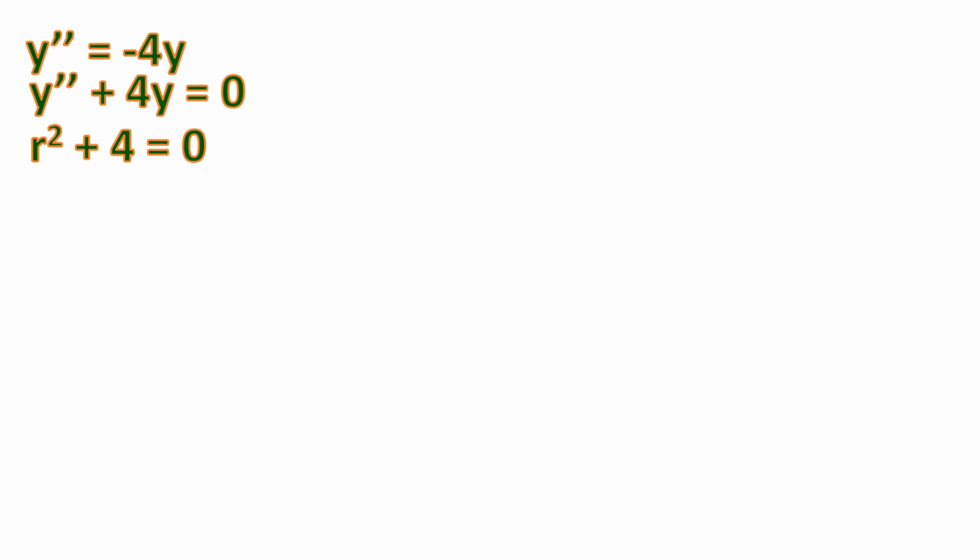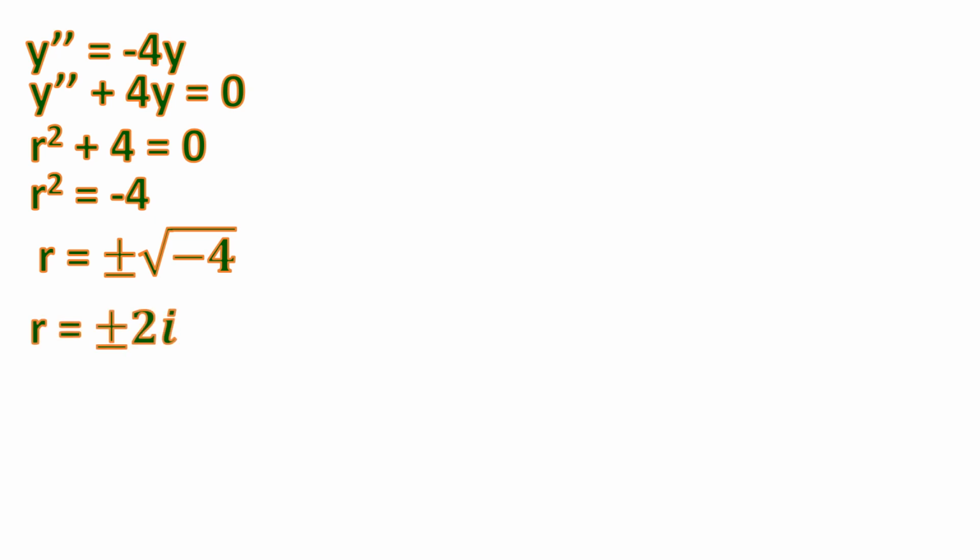And then we are going to solve for r squared. So let us transpose to the other side. R squared equals negative 4. We take the square root. So the square root of negative 4 is either positive 2i or negative 2i. So it contains i because the number inside the radical sign is negative. So there is an imaginary number. So the real part of this complex number is 0, and the imaginary part is 2i.